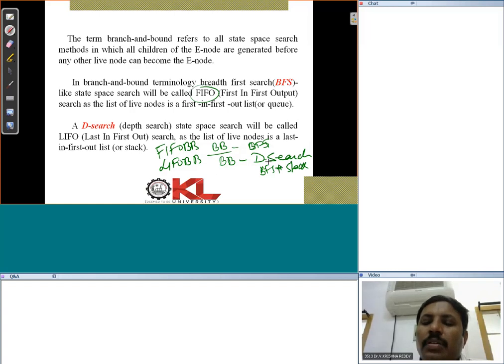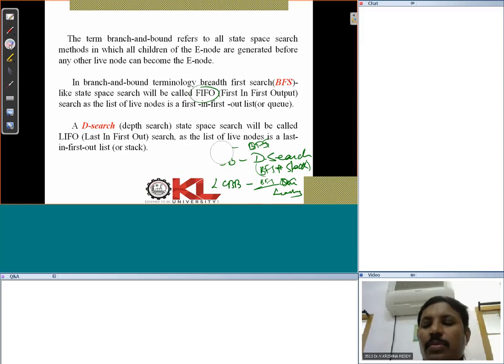Same BFS algorithm with stack representation is called D-search. Next one is LCBB. Third method, least cost branch and bound. This is also a BFS representation, but it is not based on the queue. It is based on the least cost. The node you have to select is not based on the queue, but on the least cost. Out of the set of live nodes, the node which contains the least cost value can be selected and implemented like a BFS. There is a difference between that.